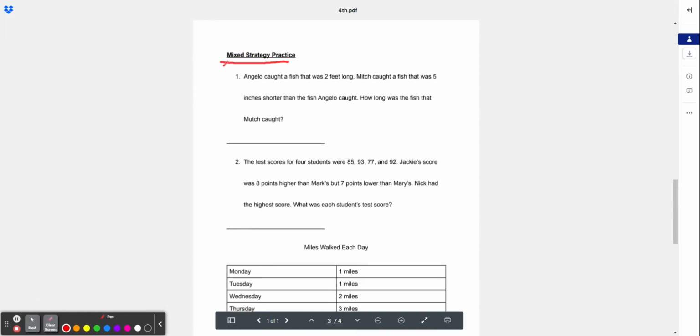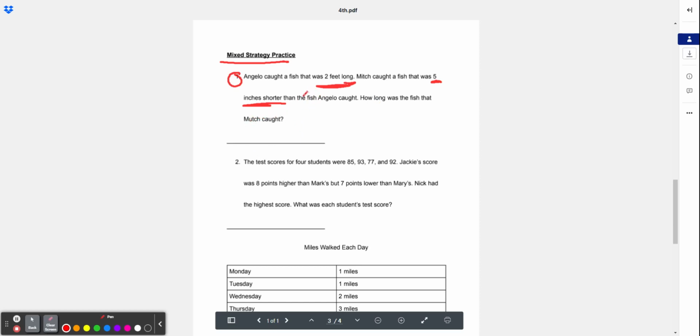Now let's try mixed strategy practice number 1. Angelo caught a fish that was 2 feet long. Mitch caught a fish that was 5 inches shorter than the fish Angelo caught. How long was the fish that Mitch caught? The word "longer" is a typo.